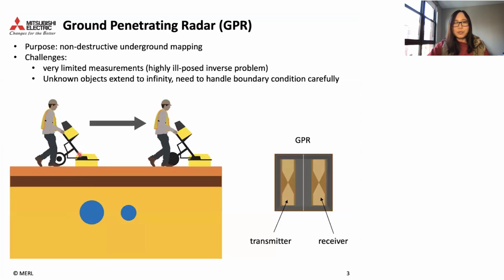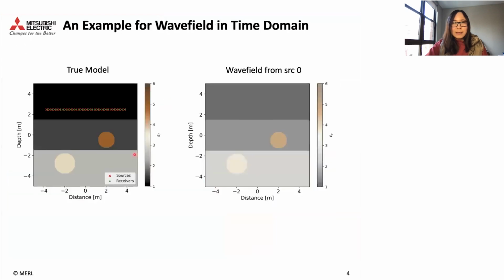The person will push the cart, stay at some location for a while, emit the wave and receive the wave, and then push the cart to the next data collection location. All the measurements will be collected for the reconstruction of the underground scene.